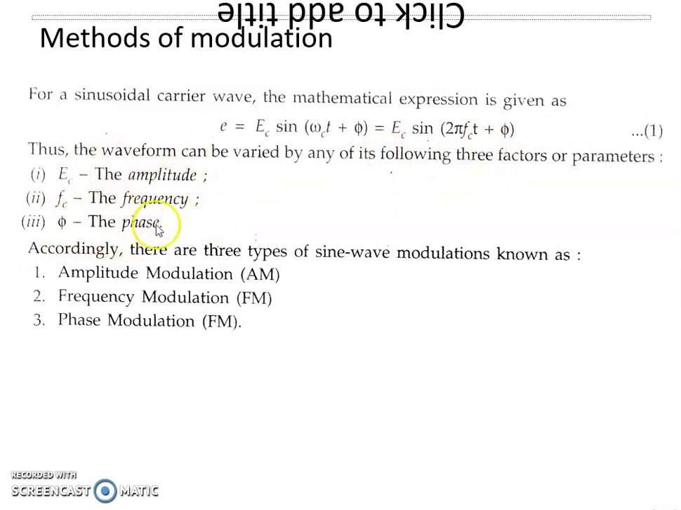Depending upon these three factors, there are three types of sine wave modulation techniques. Those are amplitude modulation, that is AM, frequency modulation, that is FM, and phase modulation, that is PM. Let us study these three modulation techniques in detail.